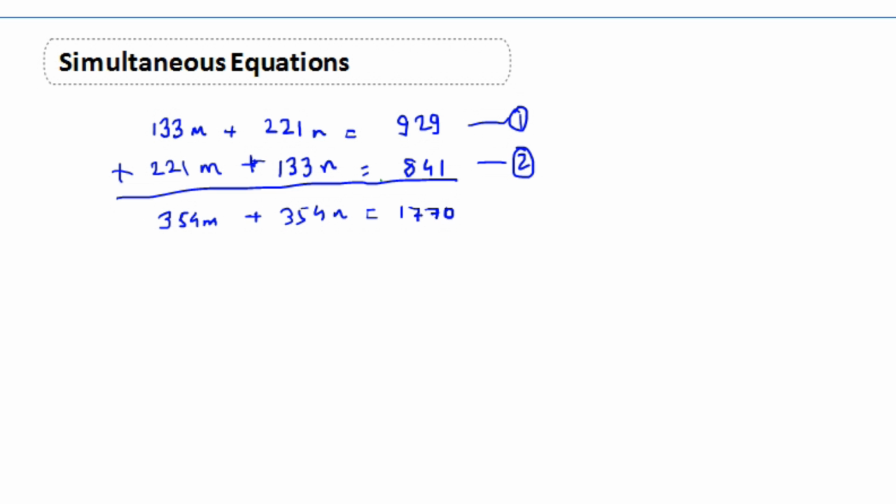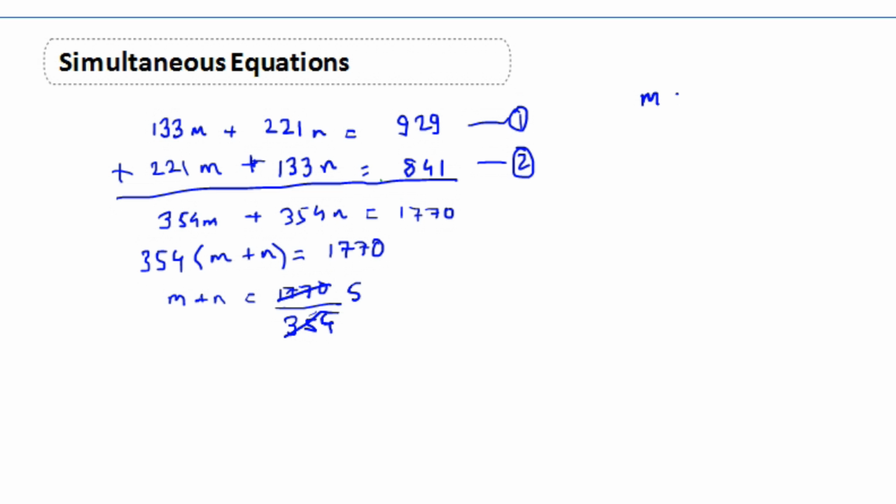So since 354 is common between both the terms on the left hand side, I can factor that out, and I'm left with m plus n within brackets, and that should equal 1770. And if I divide both sides by 354, I get m plus n equals 1770 divided by 354, and 354 goes into 1770 5 times. So what I am left with is m plus n is equal to 5.